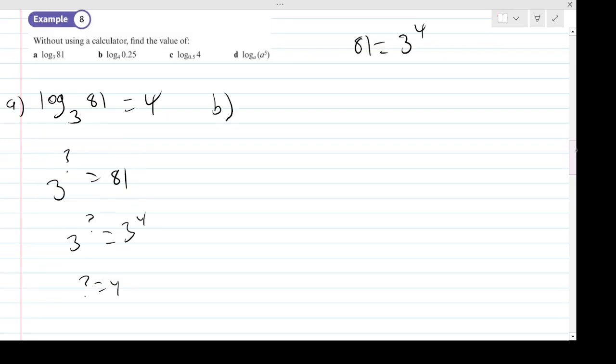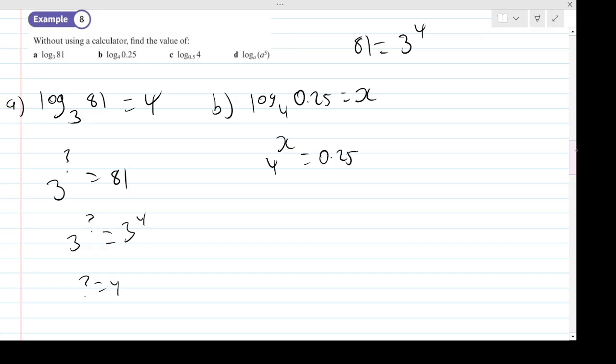Part B, we need to find log base 4 of 0.25. Okay, so again, if I call that x, I don't know what it is, but if I call that x, you can use a question mark, that's fine. So what that's saying is 4, that's my base, to the power of x, right? I don't know what x is. That has to equal 0.25.